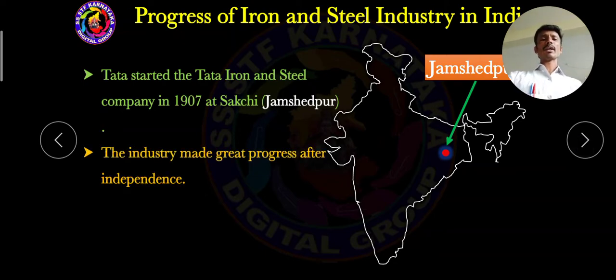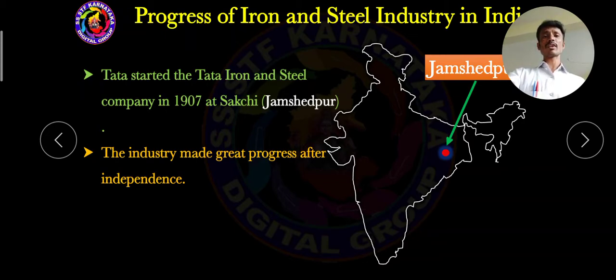And the industry made great progress after independence. See, it was established in 1907. At that time, India was not an independent country. India was a dependent country. So that was the reason. From 1907 up to 1947, there was no industrial progress.